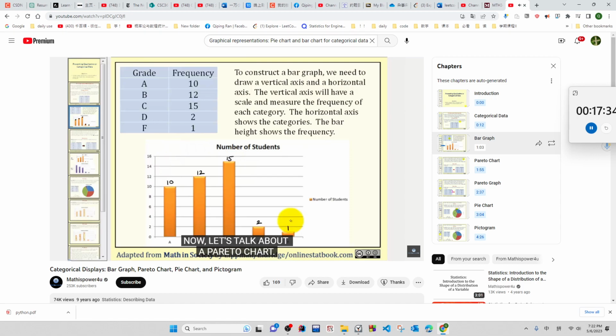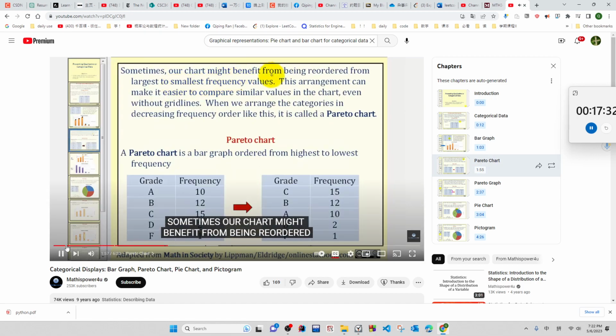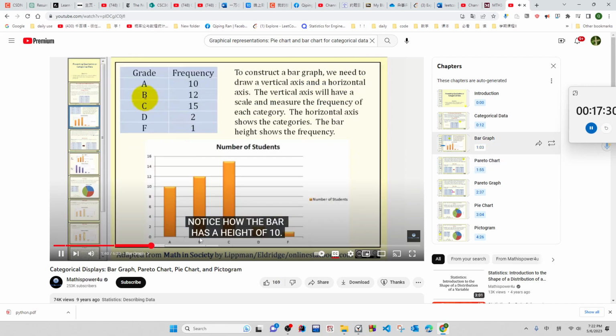Now let's talk about a Pareto chart. Sometimes our chart might benefit from being reordered from largest to smallest frequency.